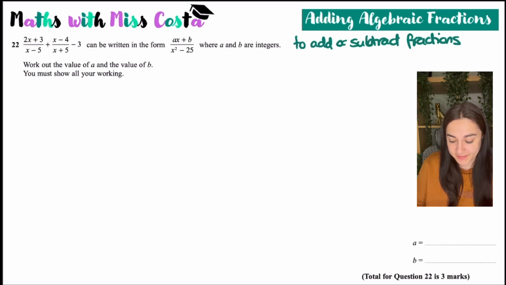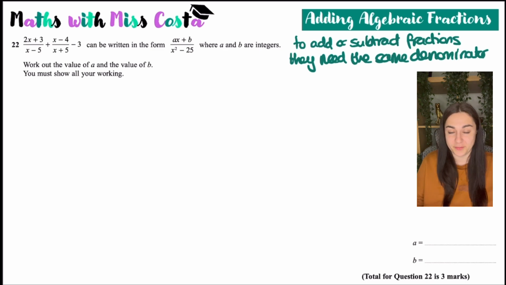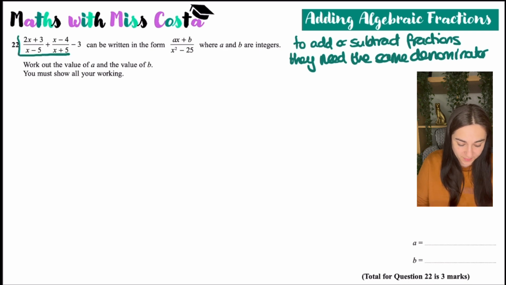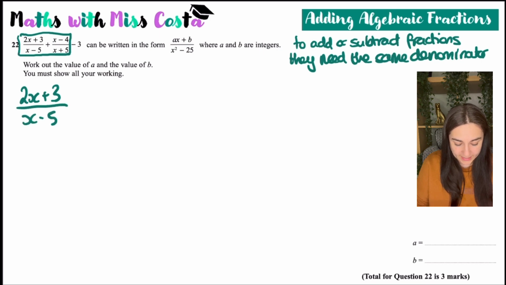They need to have the same denominator. So the first thing that I want to do whenever I'm dealing with algebraic fractions is think to myself, okay, how can I make the denominator common? So let's just deal with this part first. We can deal with the negative 3 later. So we've got (2x plus 3) over (x minus 5) plus (x take 4) over (x plus 5).